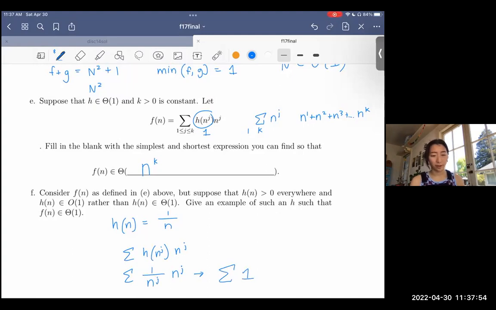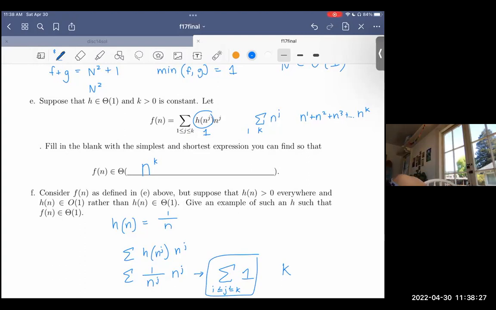N to the j divided by n to the j is 1. And so now the total work done is a constant being added k times. Okay. We said that k is constant, which means the total work done, no matter what, is just going to be this constant k, because we're summing this constant 1 k times.